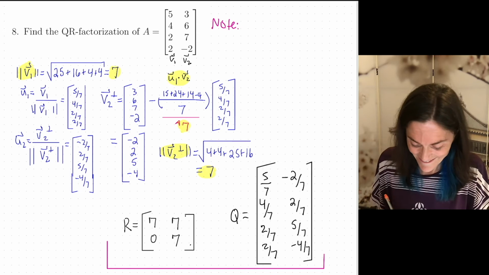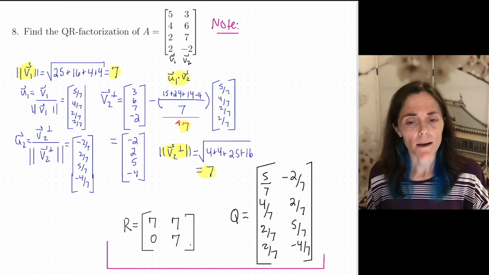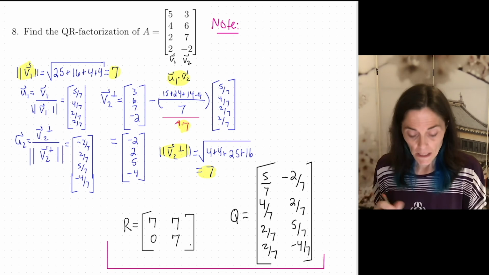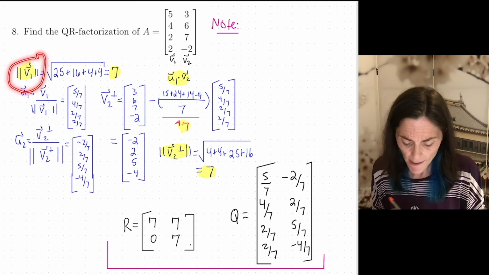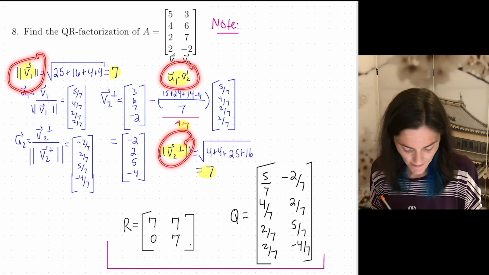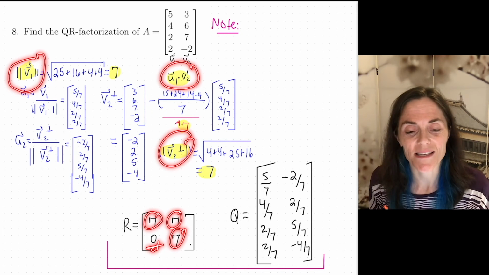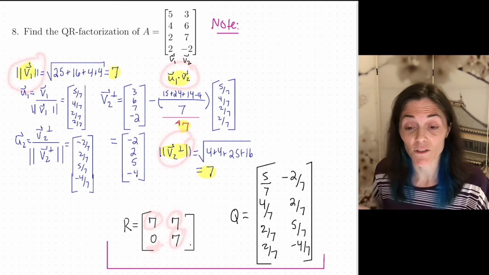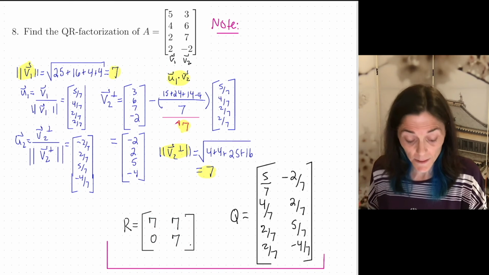Maybe before I move on to number 9, I will make a remark. You see, we calculated R by keeping track of the entries that go here, here, and here. Of course, this entry is 0. R is always upper triangular. And then I just filled it out as I went along. And this is certainly an option. It's the way I did this problem.